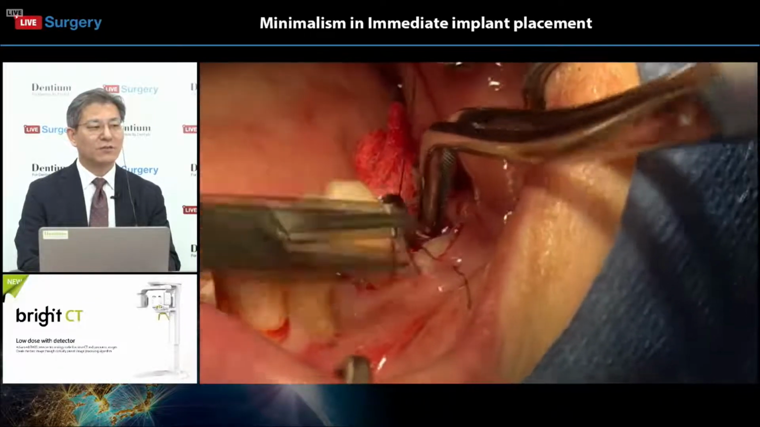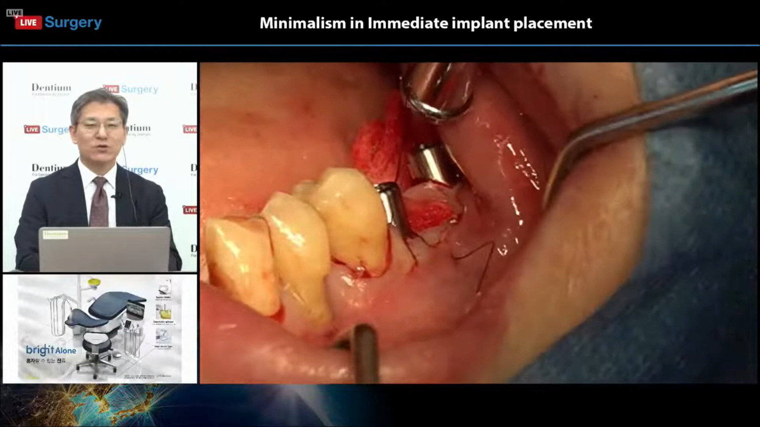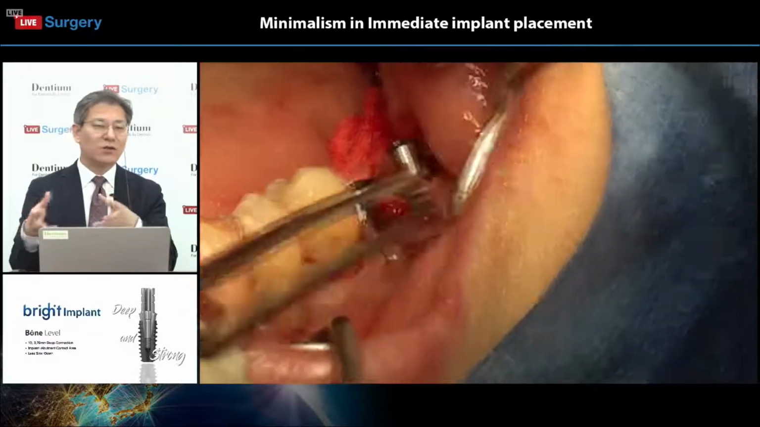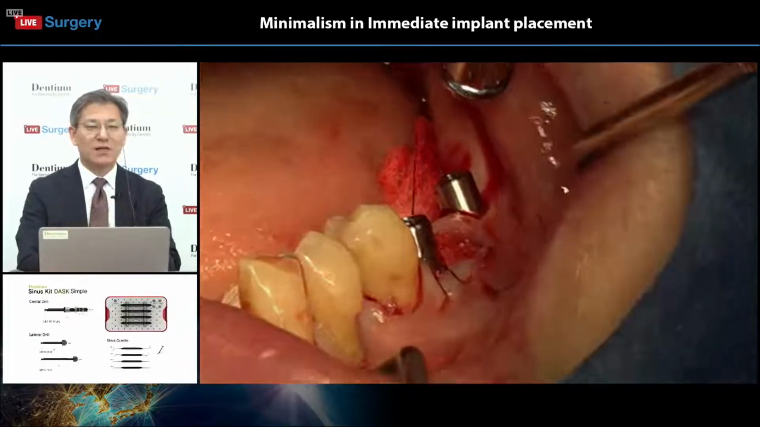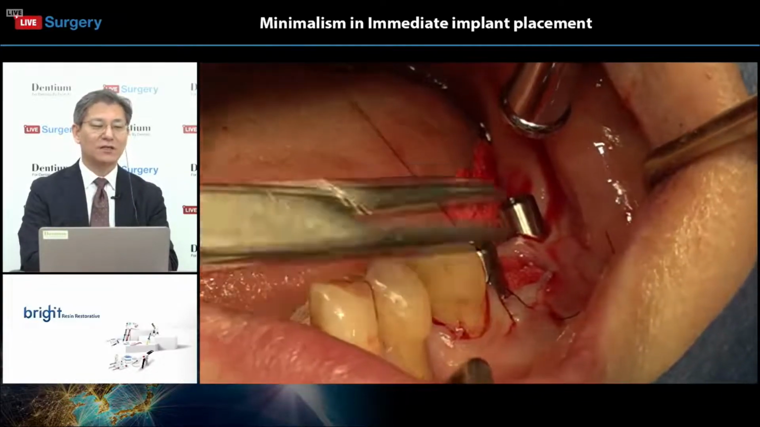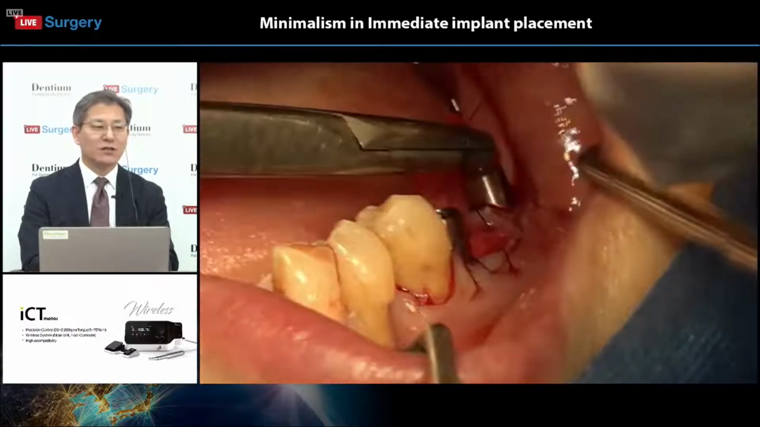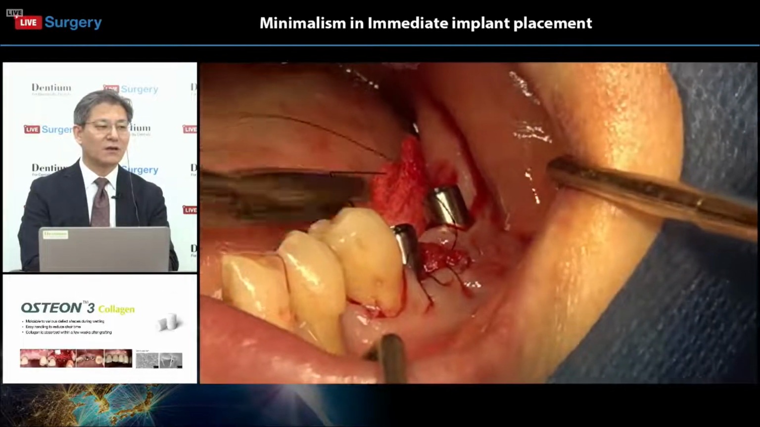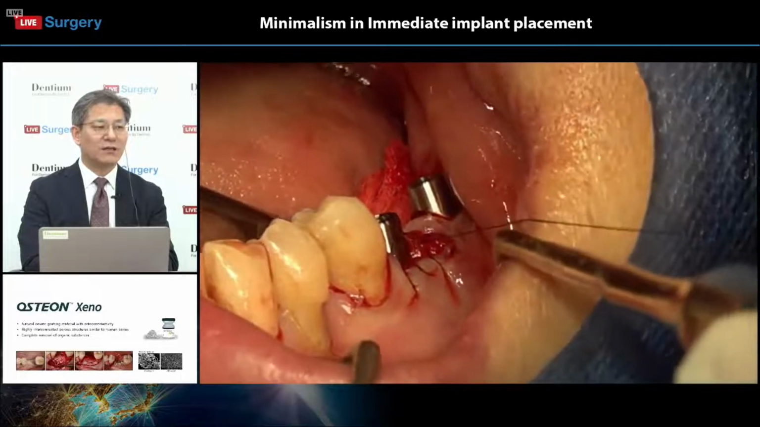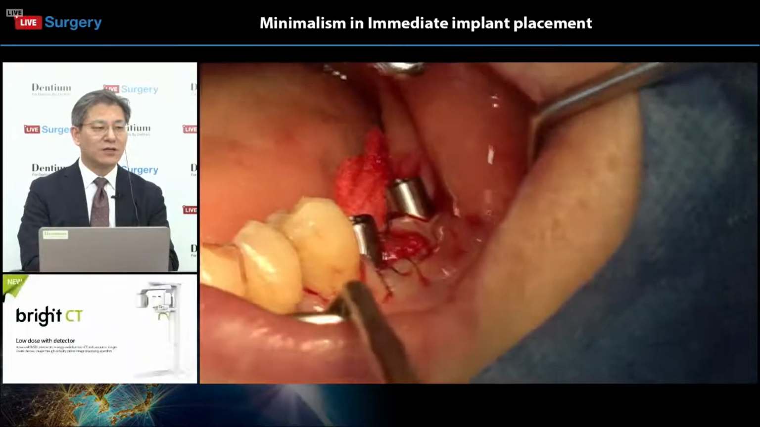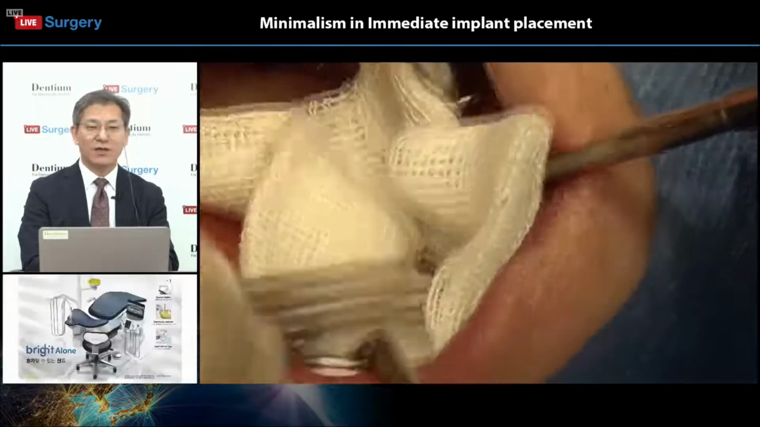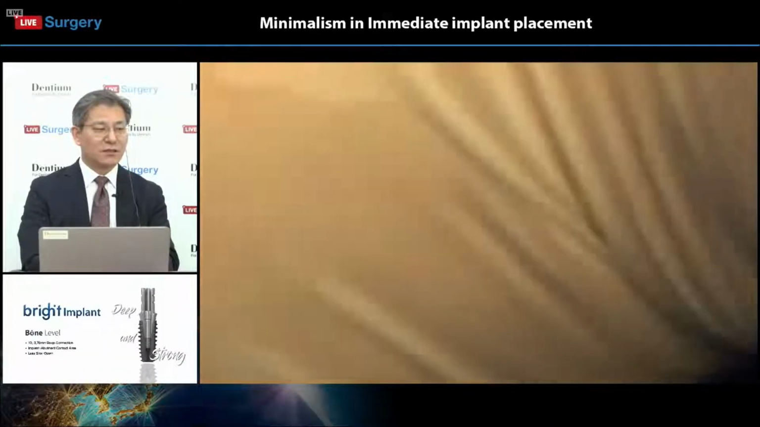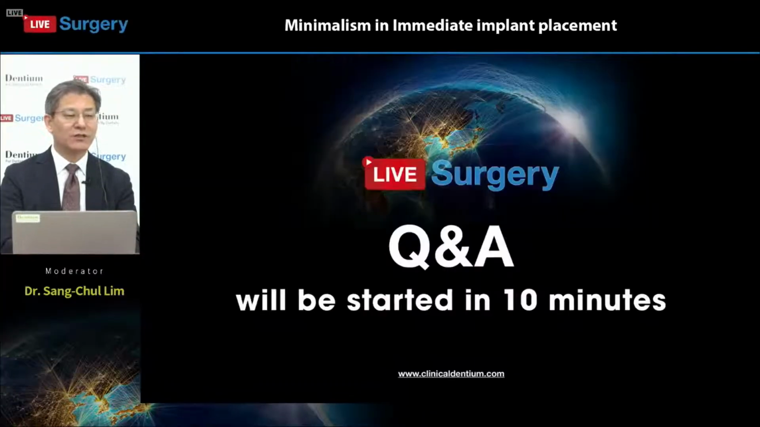There are many different ways to cover this exposed socket area. We can use wide diameter head, healing cap is another way. And also we can use like this collagenized bone graft materials, osteon 3 collagen. And sometimes we can use the soft tissue graft, connective tissue graft. But today, Dr. Chung is using the collagen graft as a socket sealing material. The simultaneous socket filling with the implantation that was done.